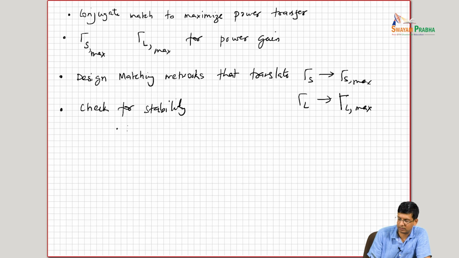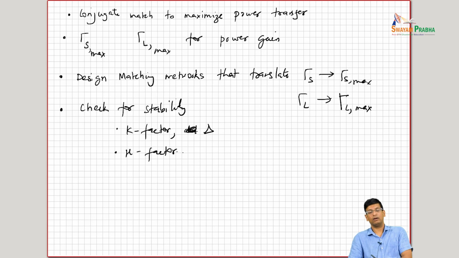So you have the K factor and the determinant, with the delta. And then you have the mu factor. If you follow this sort of recipe, you can design a fairly optimal amplifier once the S parameters of the devices are available.